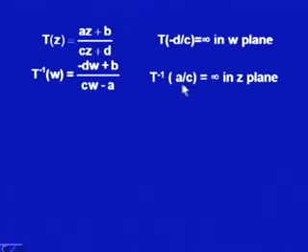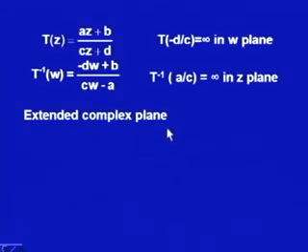Similarly, we can say that A by C will map to infinity in Z plane. So W equal to A by C will map to infinity in Z plane. So this way we are adding infinity to our complex plane, and the plane is then called the extended complex plane.